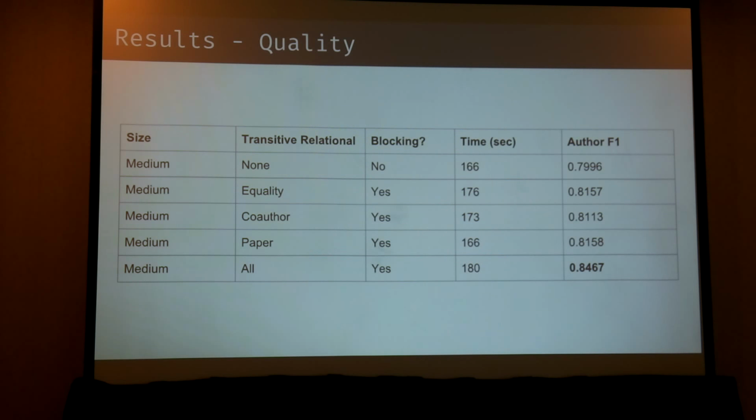So in terms of quality, on the top, we have what it looks like when we introduce none of these transitive relational rules we worked on. No transitive equality, no paper transitive, or no co-author transitive. Just the base model. And here's pretty much what we got before, 0.7996. We rounded up. And then the three in the middle show when we introduce one of these rules at a time. If we just introduce transitive equality, we see a boost of about 1.5%. If we just introduce the co-author one, we see a boost of about 1%. If we just introduce the paper one, we see another boost of about 1.5%.